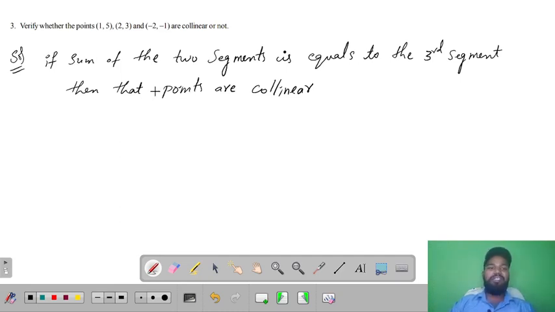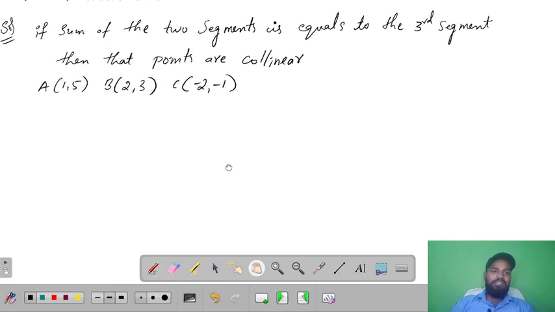Okay, we will check whether they are collinear or not. Okay, done. So verify whether the points are collinear or not. I am taking A equals (1, 5) and B equals (2, 3) and C equals (-2, -1). So these are the 3 points given. So as given, I am taking, right? Okay, now.